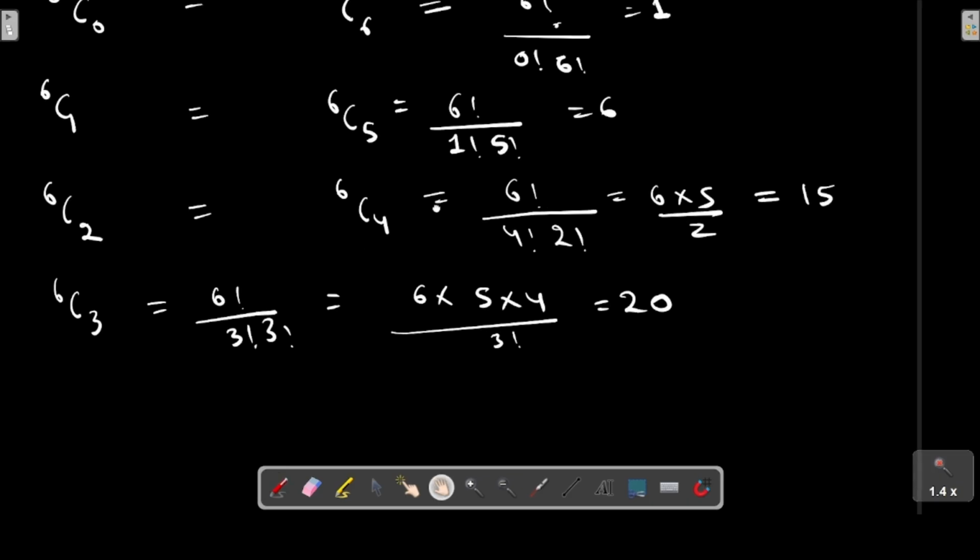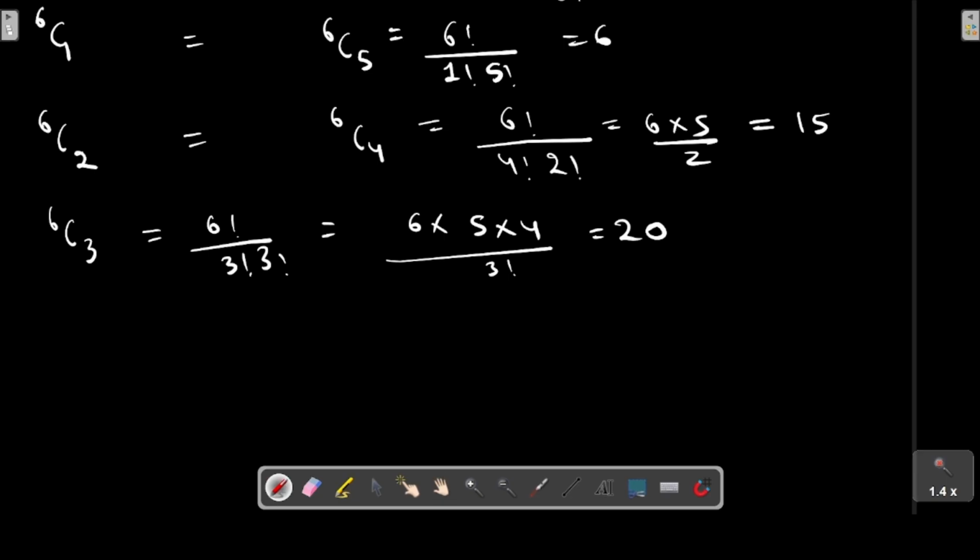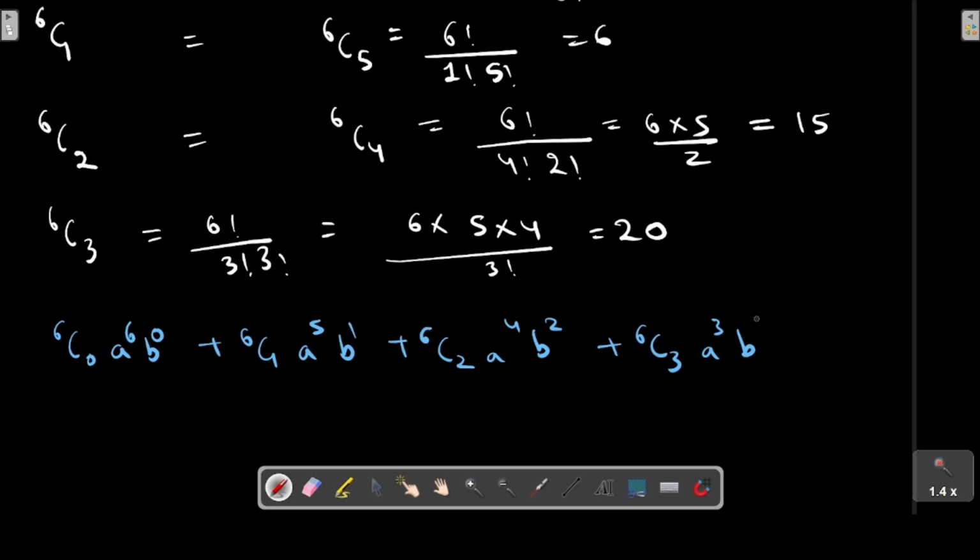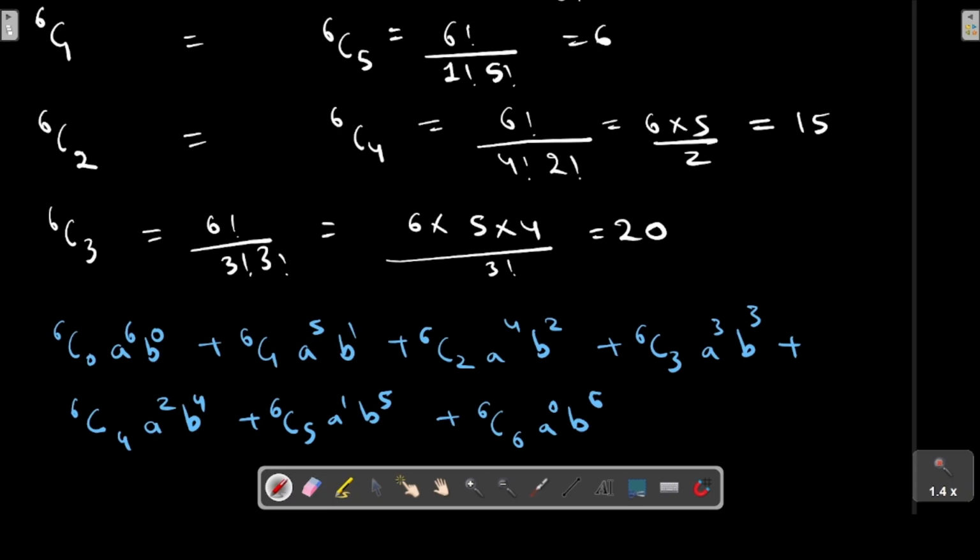Okay, now let's just expand this. So what are you getting? 6C0, a to the power of 6, b to the power of 0, 6C1, a to the power of 5, b to the power of 1, 6C2, a to the power of 4, b to the power of 2, 6C3, a to the power of 3, b to the power of 3, 6C4, a to the power of 2, b to the power of 4, 6C5, a to the power of 1, b to the power of 5, 6C6, a to the power of 0, b to the power of 6.